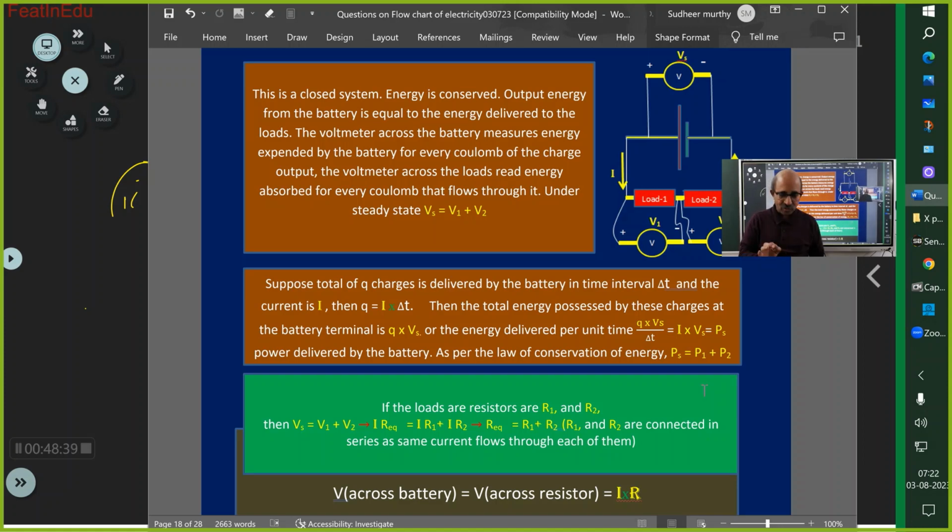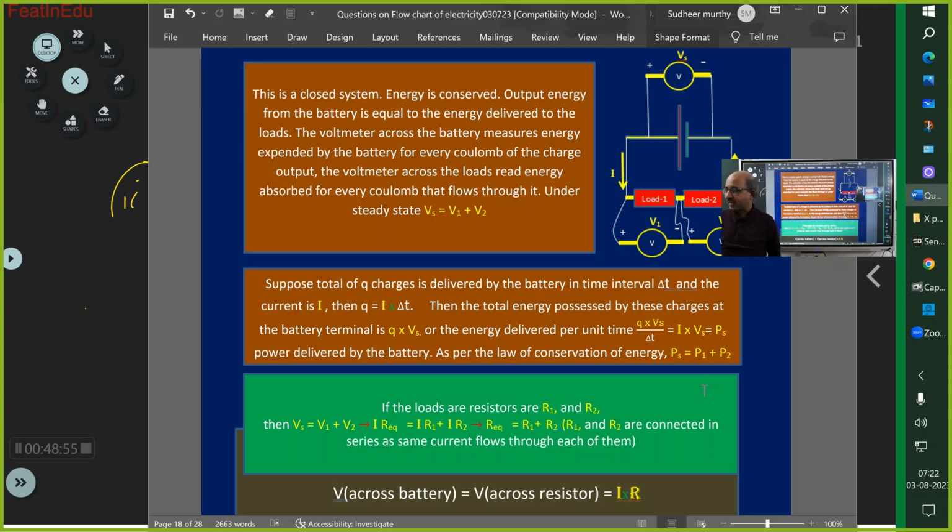Then Vs is equal to V1 plus V2. That is common for a resistive load or fan load. Now what I am doing here, I am multiplying that equation throughout by I.